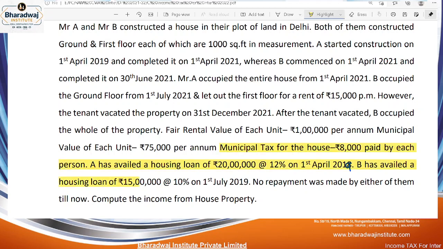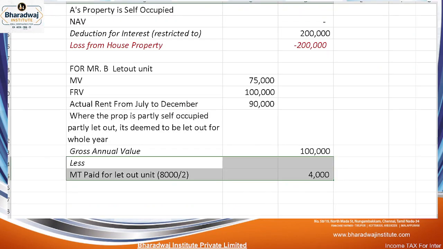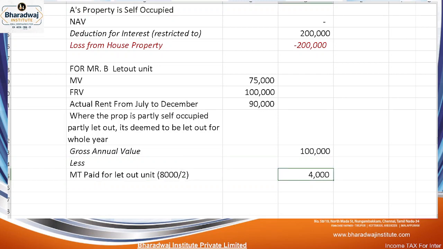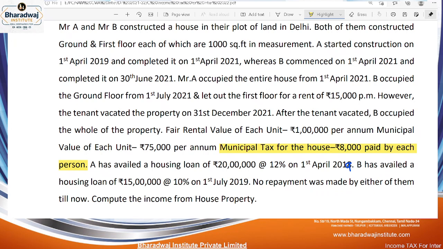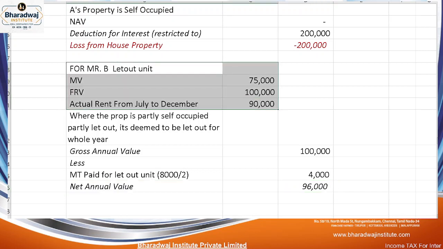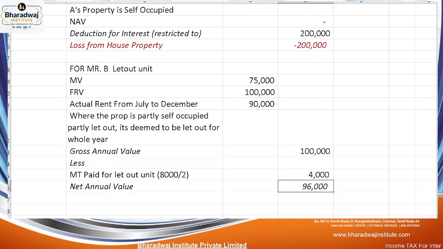What is the meaning of this? A is paying 8,000, B is paying 8,000. Is it for each unit? No. A paid totally 8,000, B paid totally 8,000. So this 8,000 is for both ground floor and first floor. So for this floor, half, 1,000 square feet each. So half the municipal taxes can be deducted here. So NAV will become 96,000. It is a let out property. 96,000 is the net annual value.